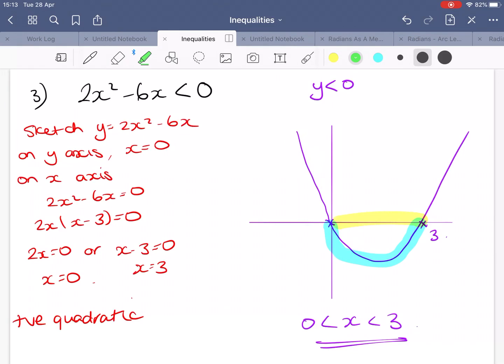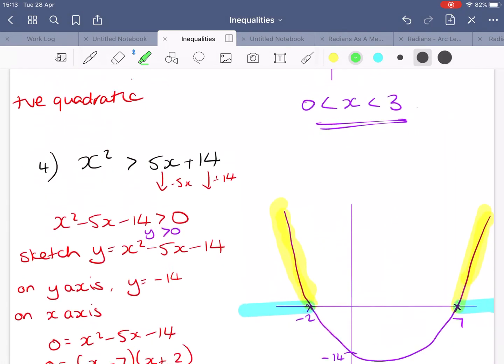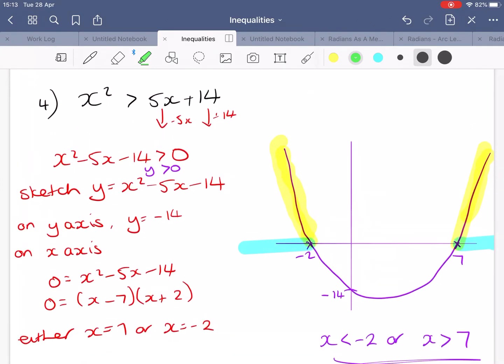Okay. Number 3, again, got to do the sketch. So got to sketch y equals 2x squared minus 6x. Remember factorising this one, it hasn't got a constant on the end, so it's just a single bracket type of factorisation. So you end up with x equals 0 or x equals 3. You want to find the inequality is less than 0, so we need the region when the y's are less than 0. So again, it's between the two values, so you get 0 is less than x is less than 3.